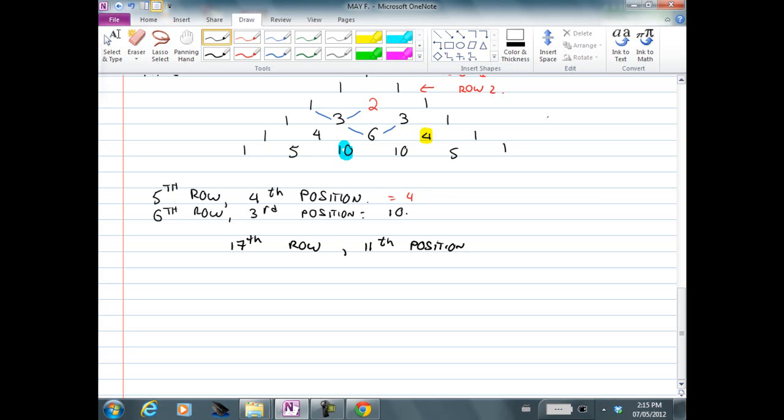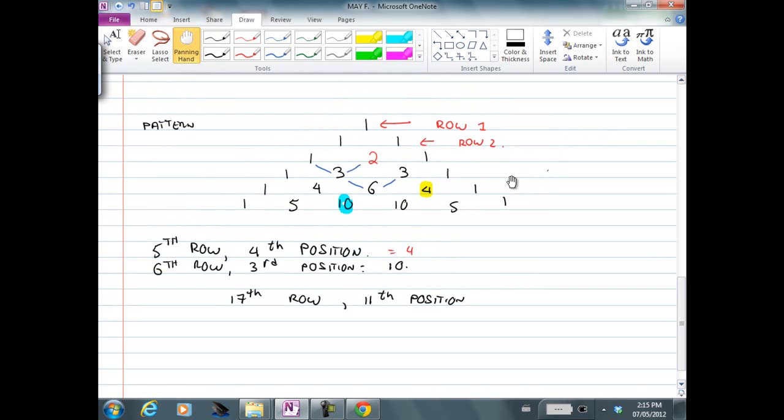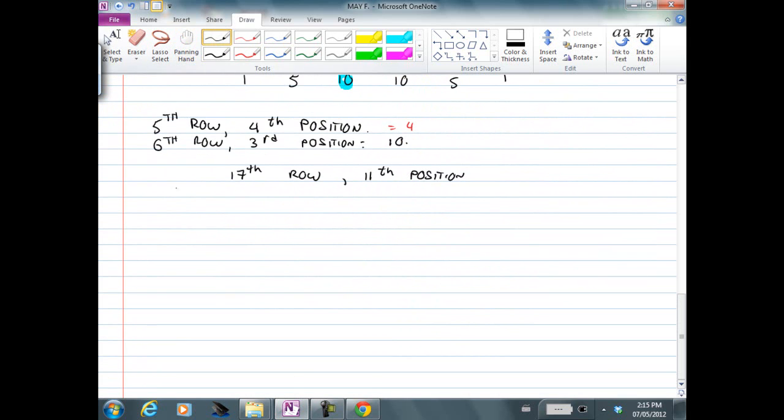So, guys, gals, now some of you say, Mr. Snow, I can't sit here for half an hour drawing out 17 rows. Takes too long. So is there a formula for it? The answer is yes. There's a formula. Okay. So the formula for Pascal's triangle.